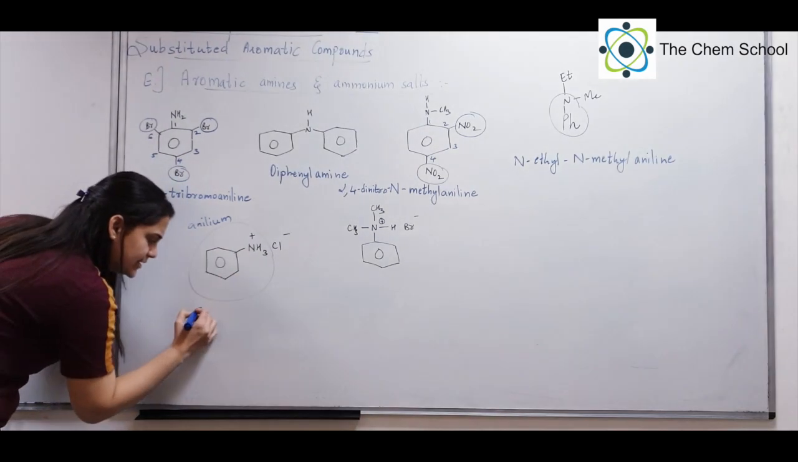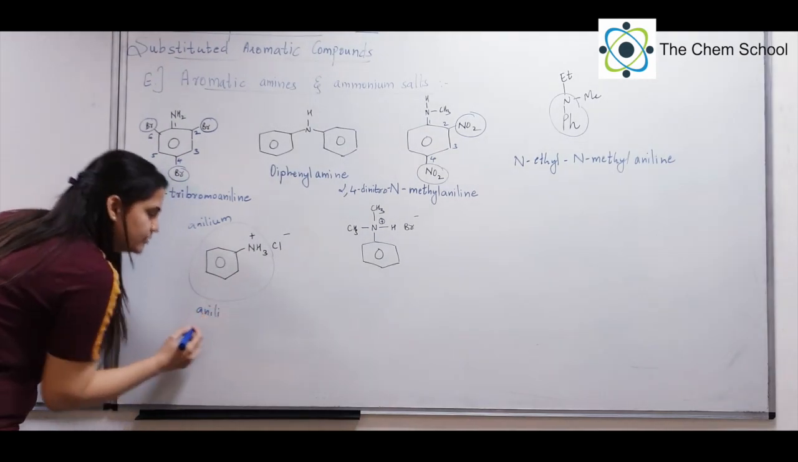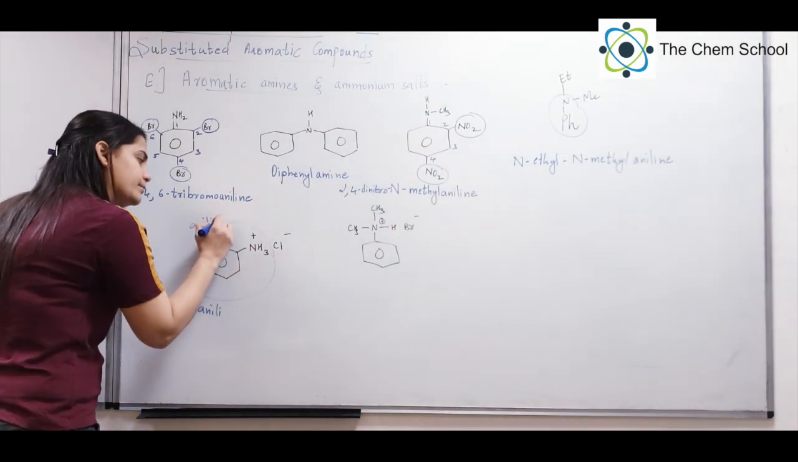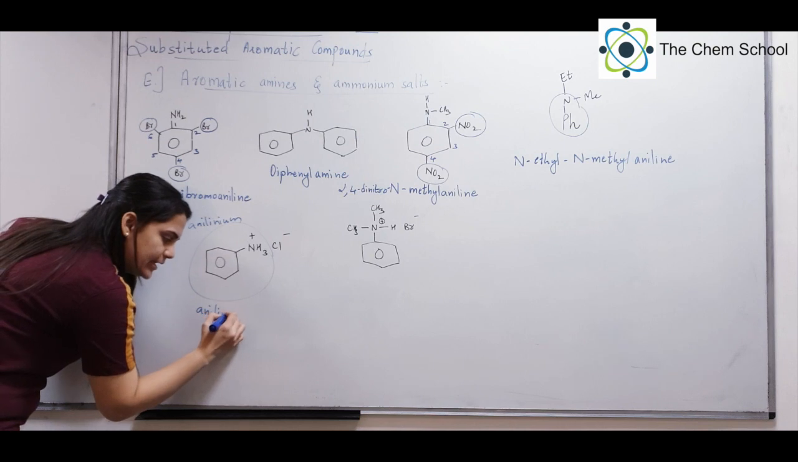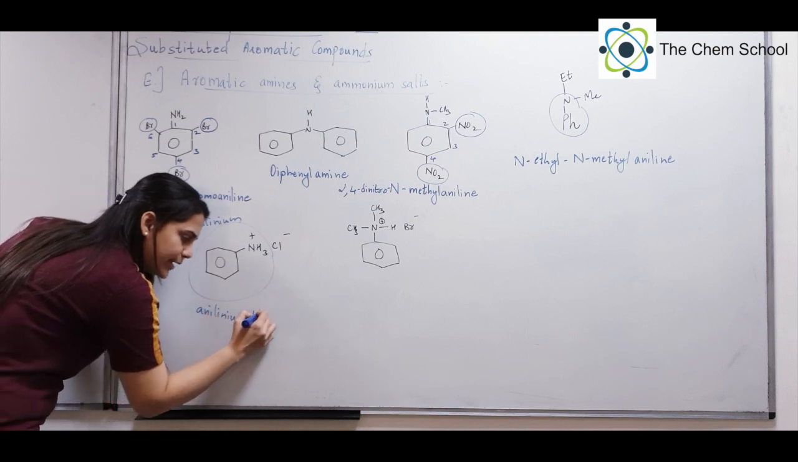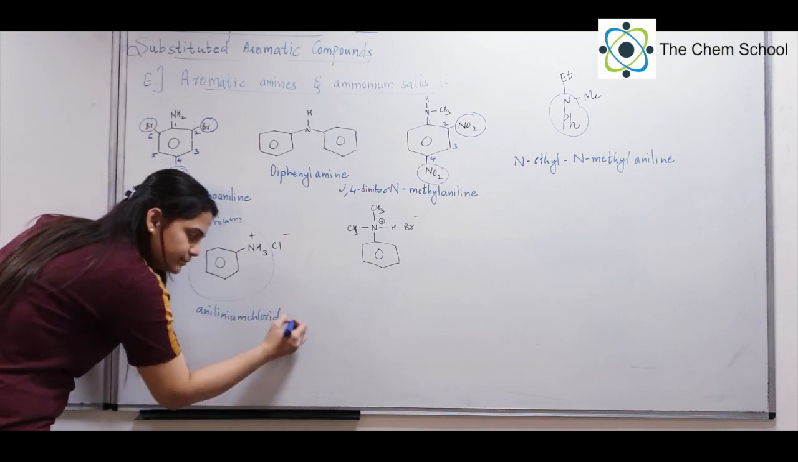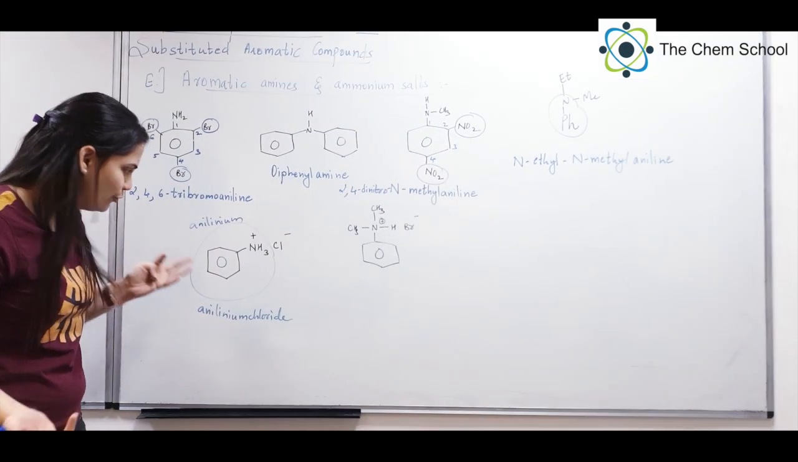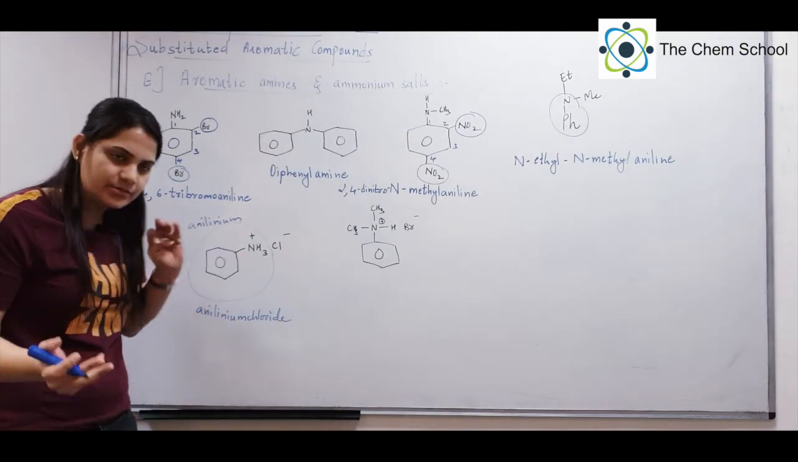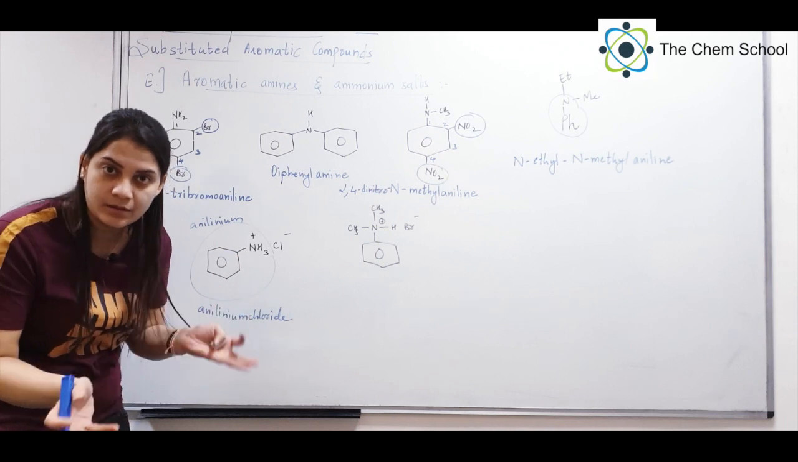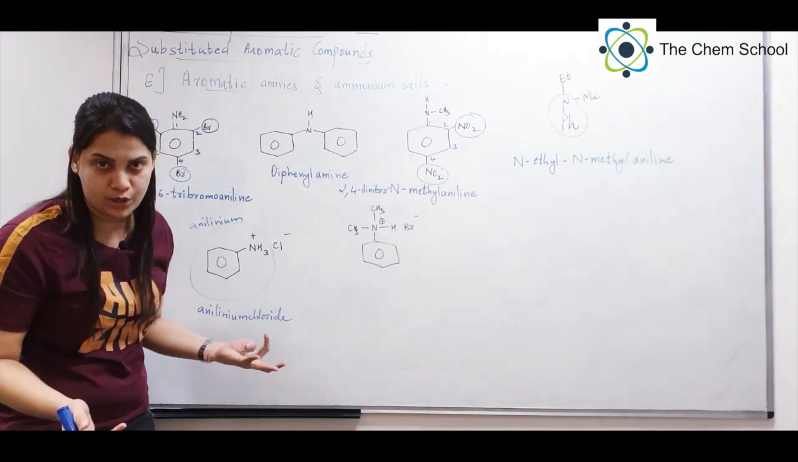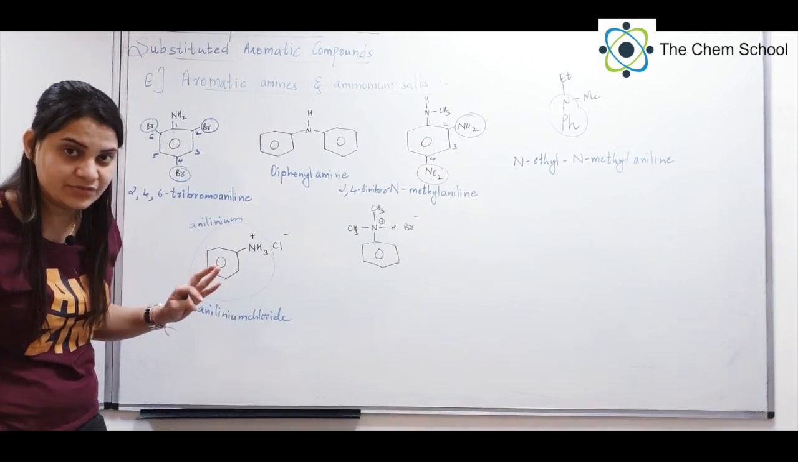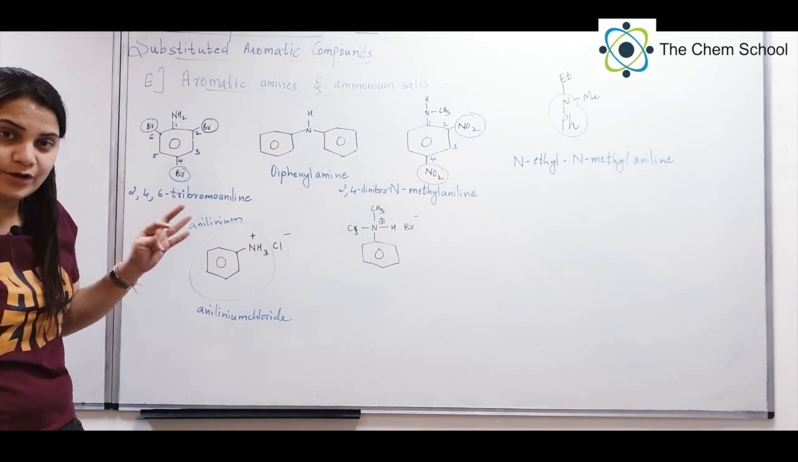So you will say this is anilinium, right? So this is called anilinium chloride, right? So whenever you see benzene with NH3, just say it is anilinium, right? And talk about the anion that is attached, that is anilinium chloride. I hope this is very clear to all of you. Similarly, have a look at the next one.